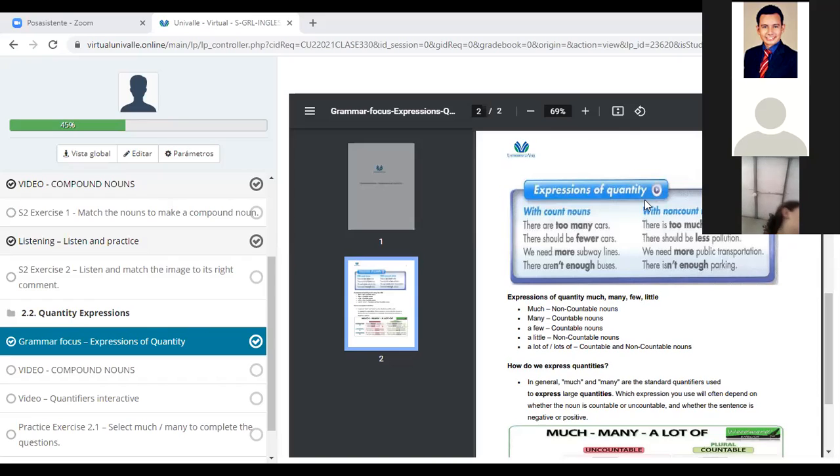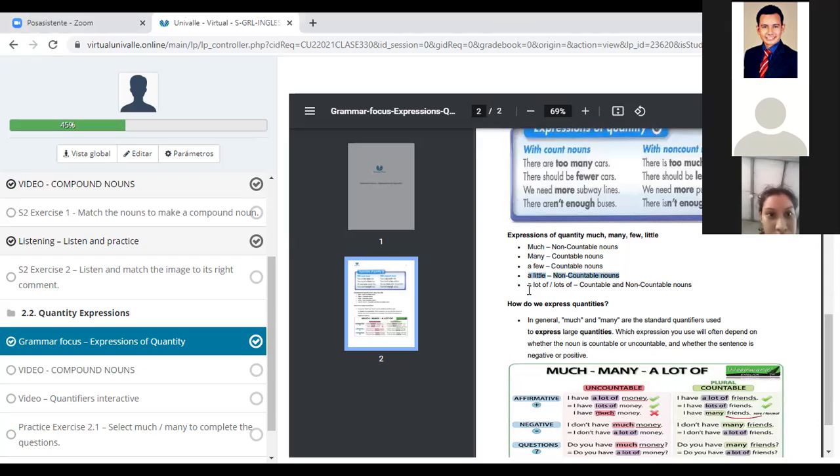Okay, thank you so much for your participation. In other words, in English, we have some words to express quantity. We have words for countable and non-countable nouns. In this case, we have much for non-countable nouns, many for countable nouns, a few for countable nouns, a little for non-countable nouns. A lot of or lots of are for both countable and non-countable nouns.